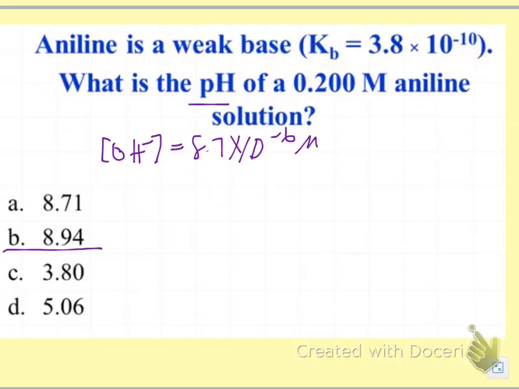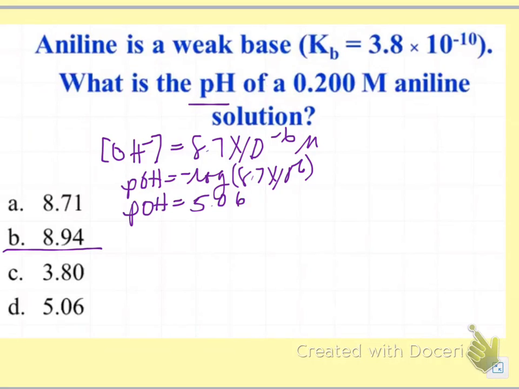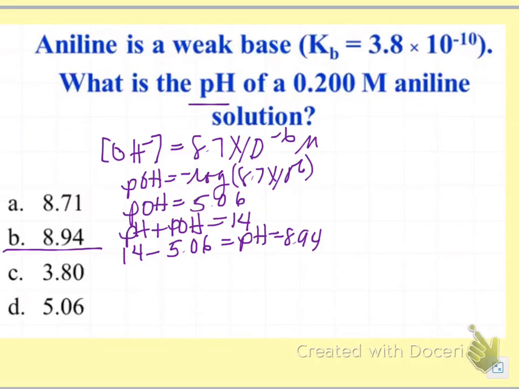Okay, so you should have gotten 8.94. We knew from the previous problem that the hydroxide ion concentration is 8.7 times 10 to the minus 6th. So the pOH is the negative of the log of that, and that gives us a pOH of 5.06. Because I know that pH plus pOH is 14, I can just subtract the 5.06 from 14, and I get a pH of 8.94.